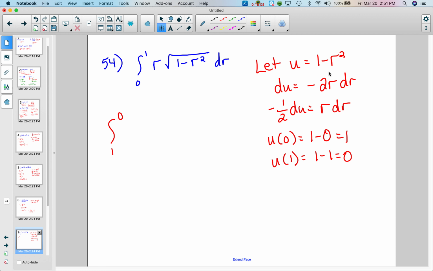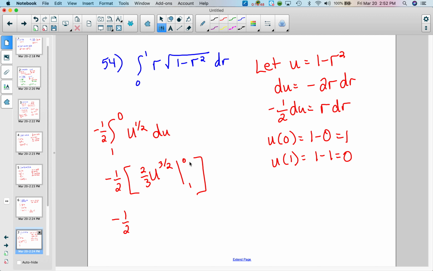So now I can replace, and I'm going to have, let's see, we have a negative 1/2. I'm going to bring that out here, and my r dr becomes the du, and I'm going to have u to the 1/2 du. So now we're going to evaluate this. So we're going to have u to the 3/2 when we add that, and then we're going to have a 2/3 here. We're actually going to be able to evaluate this one. We don't have to go back to the original values because we changed our limits.